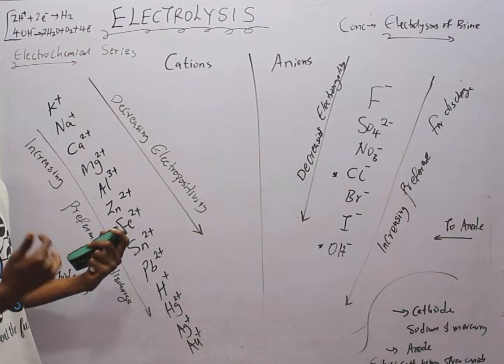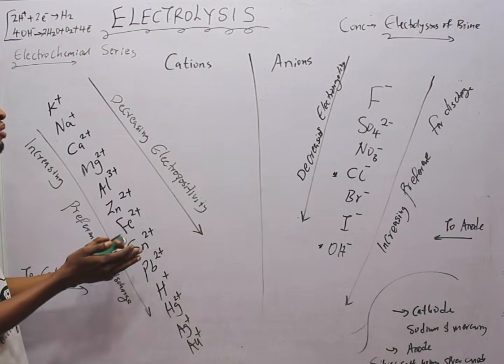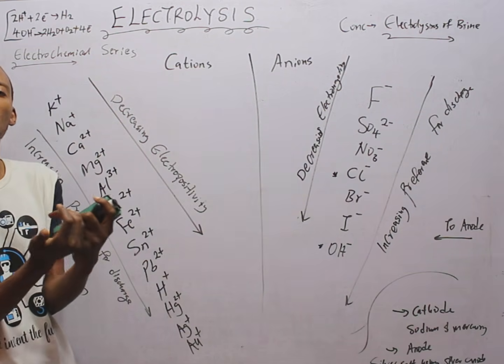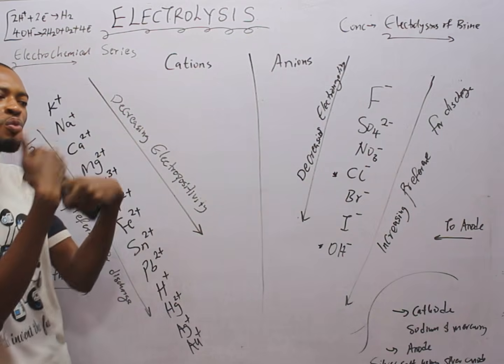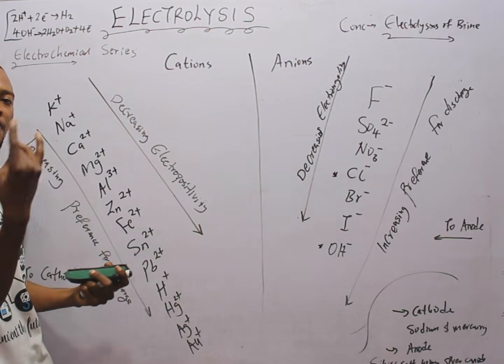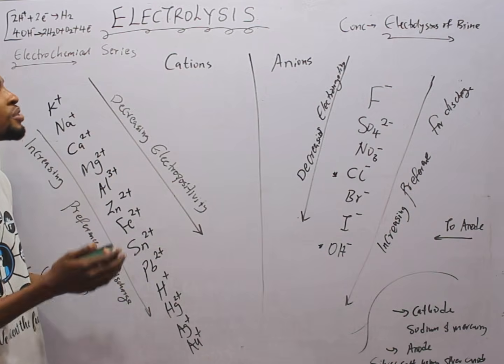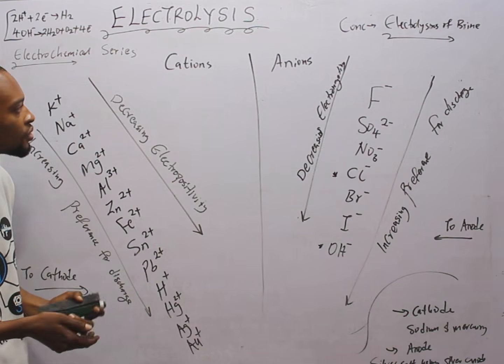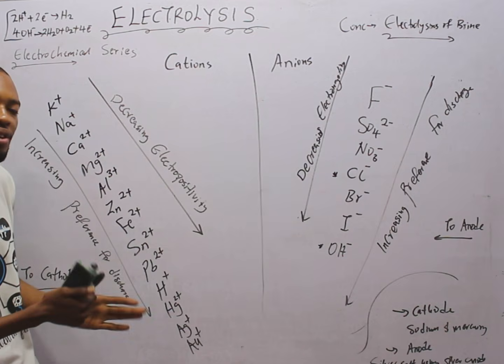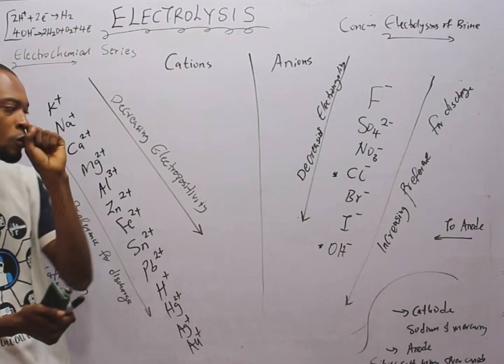And I told you that if more than one ion migrates to the anode or cathode, then the reason for preferential discharge comes in. Which of them will be discharged? And I said there are three factors. One, the position in the electrochemical series. Two, the concentration of the ions. Then three, the nature of the electrode.